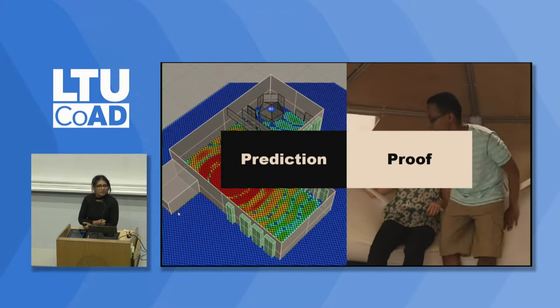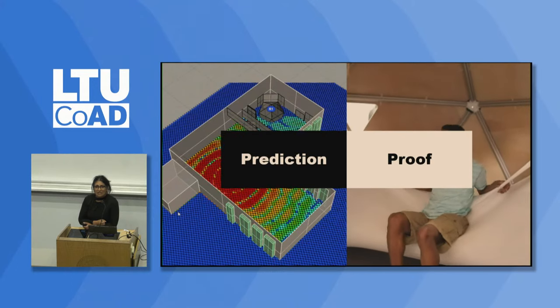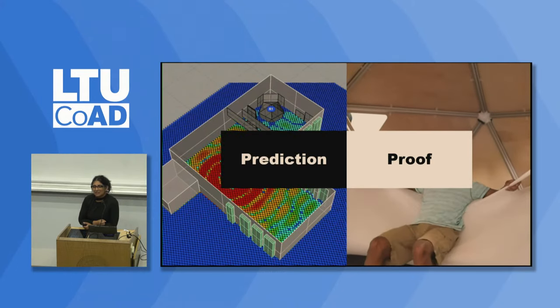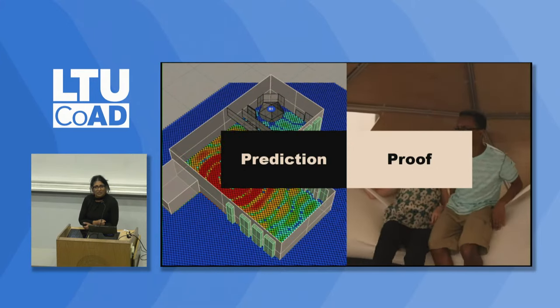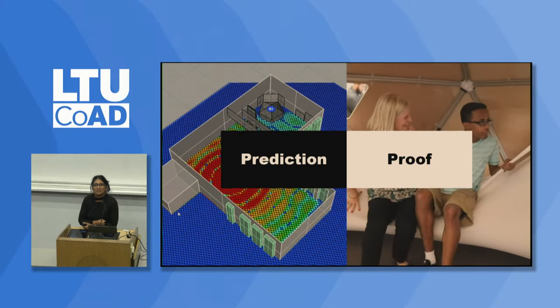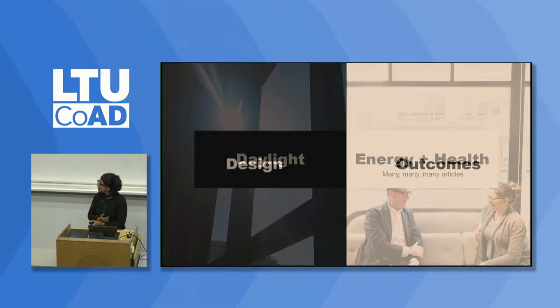We talk a lot about prediction. We have such incredible simulation tools right now. It feels like we are constantly predicting. We talk very little about proof. How did it all work out eventually? We talk very little about the lived experience. We talk a lot about design. We don't talk enough about outcomes. And that is something that will center my talk today and got us down this path of research in practice: a commitment to outcomes.